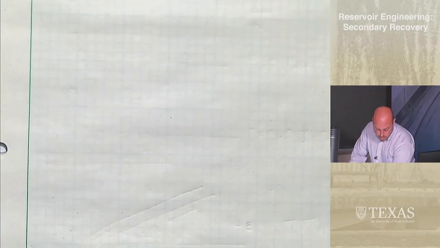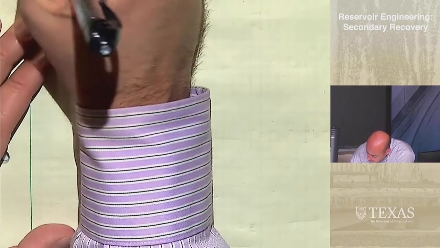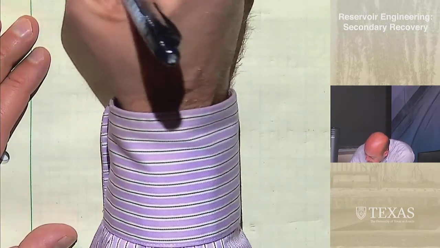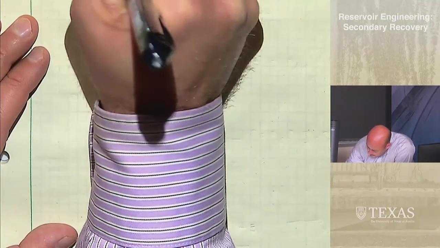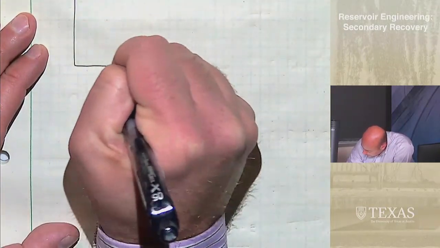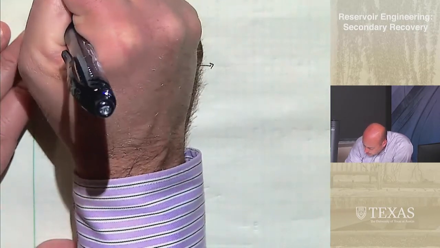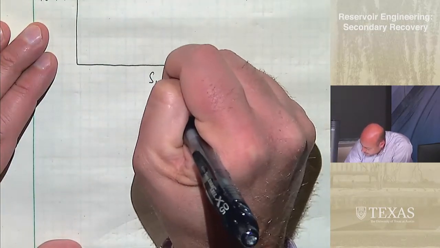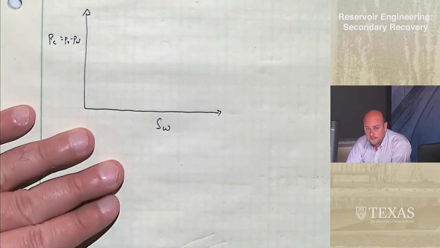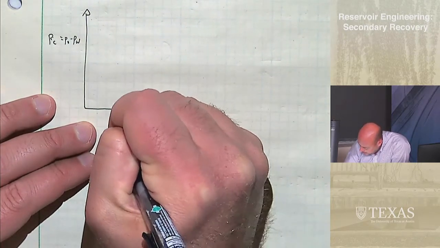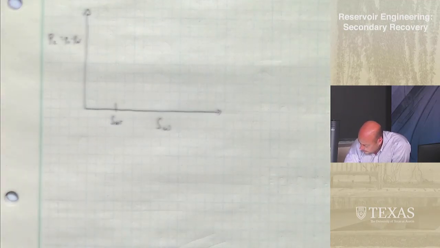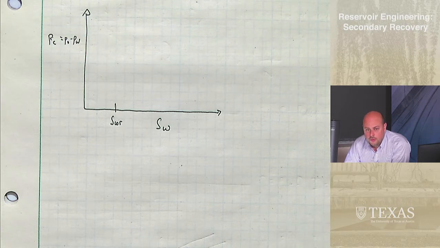You learned in your petrophysics class that this capillary pressure, P_c, which is P_o minus P_w, is a function of water saturation. And a lot of times we talk about our limits. So S_wr, sometimes I call that the residual water saturation or the irreducible water saturation. That is the water saturation that we won't go below.